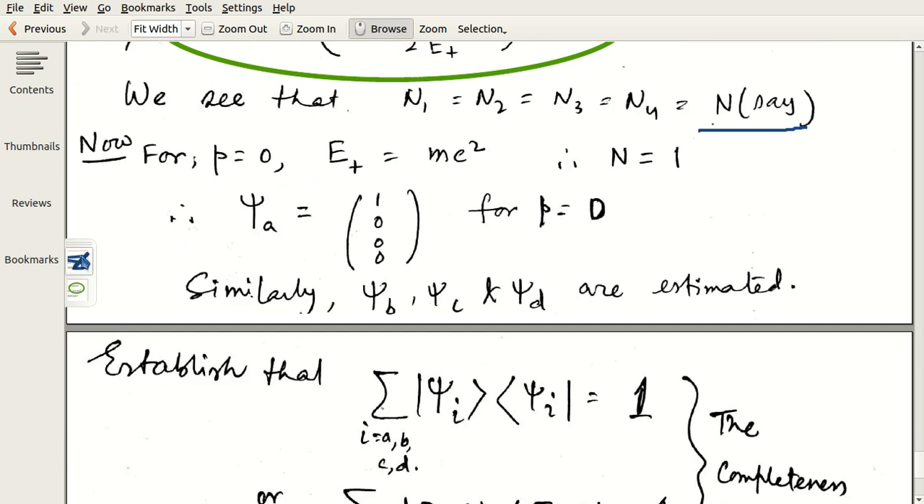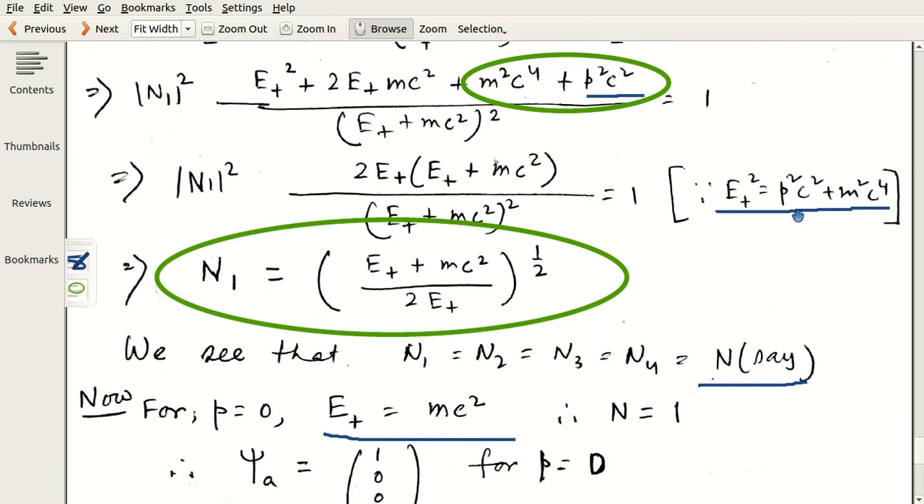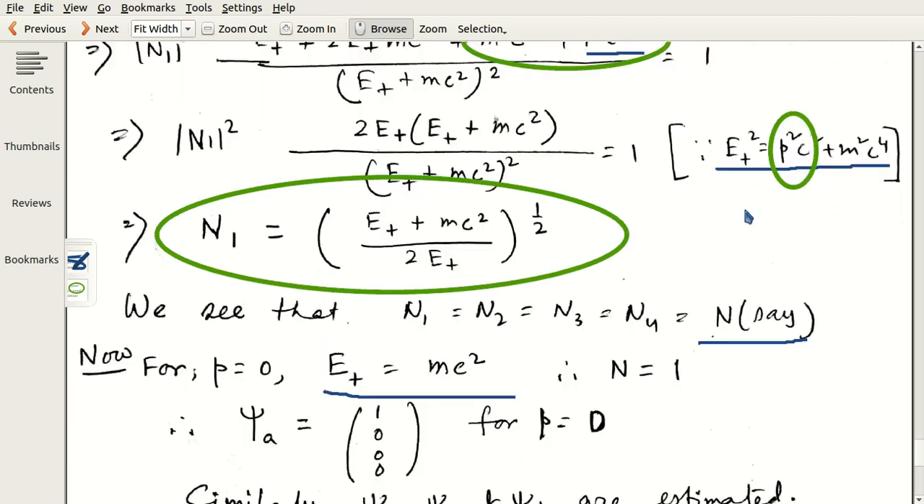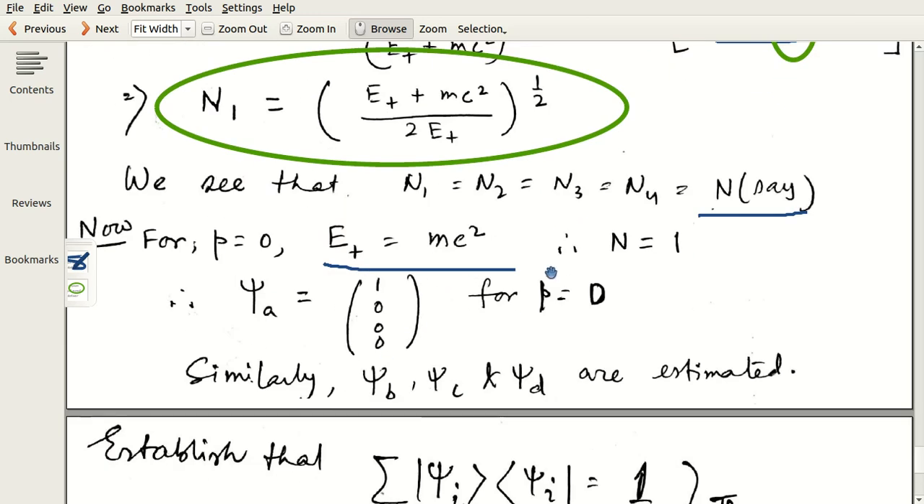In that case, its energy E plus will be mc square. You see it easily from here. Set p equal to 0, this p square c square term then becomes 0, and E plus becomes mc square. Note that we are taking the plus term, positive energy E plus equals mc square. And then you use E plus equal to mc square.